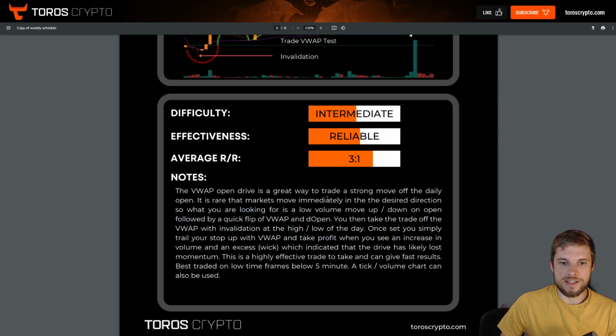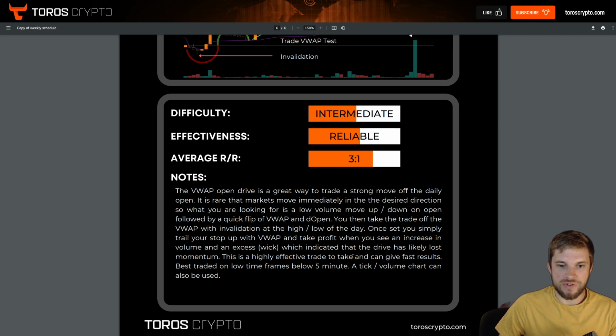It is rare that markets move immediately in the desired direction. So what you are looking for is a low volume move up or down on open, followed by a quick flip of the VWAP and daily open. You then take the trade off the VWAP with the invalidation at the high or the low that was set previously of the day. Once set, you simply trail your stop loss up with VWAP and take profit when you see an increase in volume or an excess, which indicates that the drive has likely lost momentum.